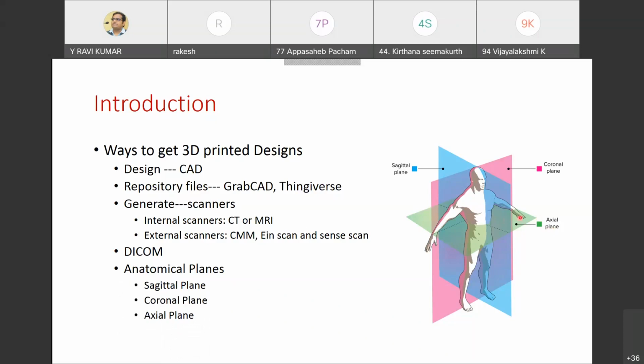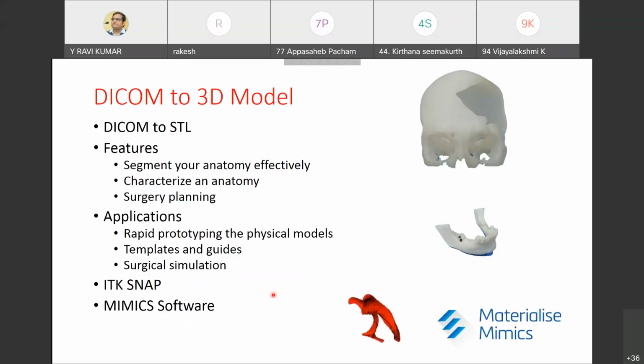And one more plane is the axial plane. The axial plane is perpendicular to the longitudinal axis of the body. This one is the axial plane, the green one. Just like top view and side view, we will work on these three planes.